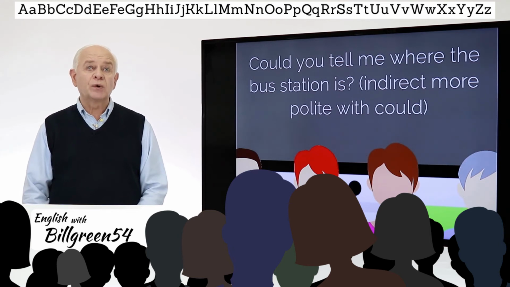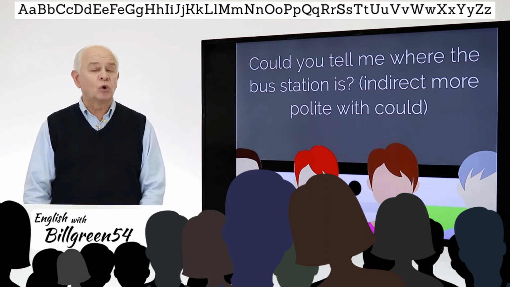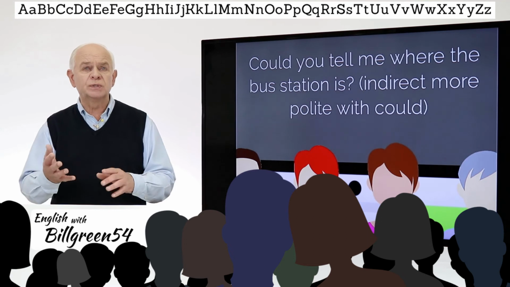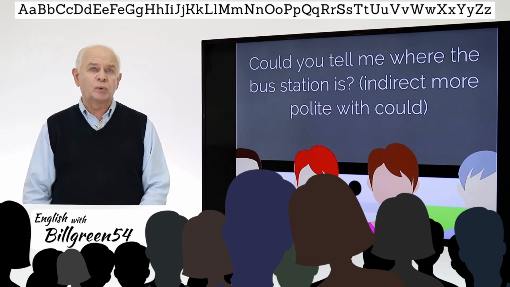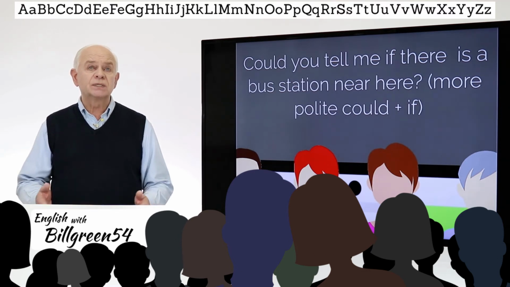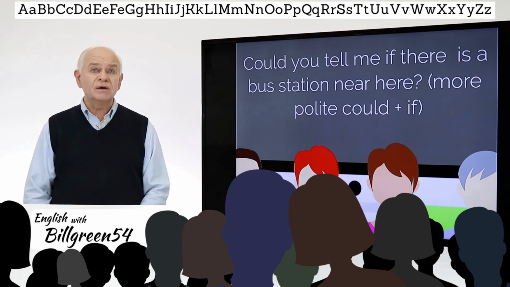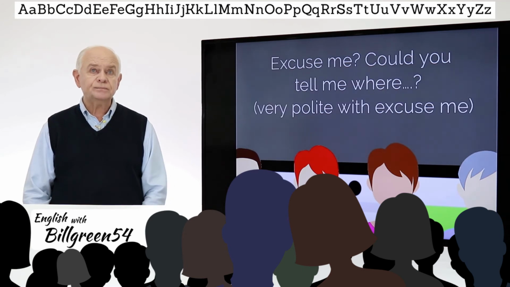Could you tell me where the bus station is? This is an indirect question, and it is definitely more polite. Remember, we talked about the words can and could. Could is more polite and less direct. Could you tell me if there is a bus station near here? This is could with if. So, could you tell me if there is one? Because I don't know. This is not my city.